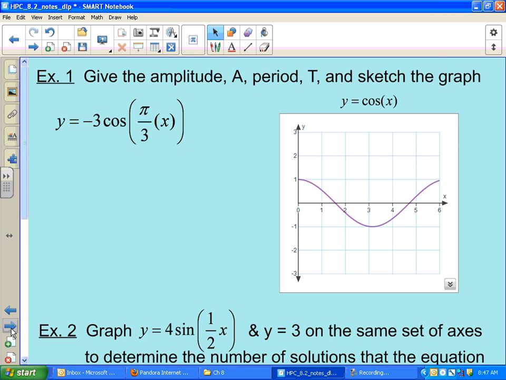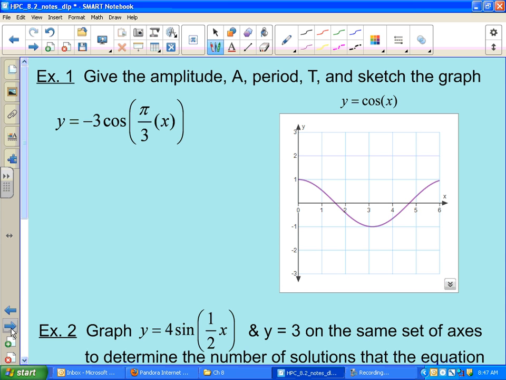Okay, given the following equation, we want to find the amplitude and the period, and then we're going to sketch the graph. And on here, I've already put down the parent functions. We're going to always compare things with the parent functions to see how it changes. So there's our parent function cosine in purple there. But let's go ahead and find all of these things.